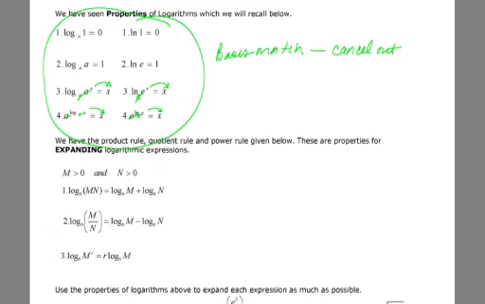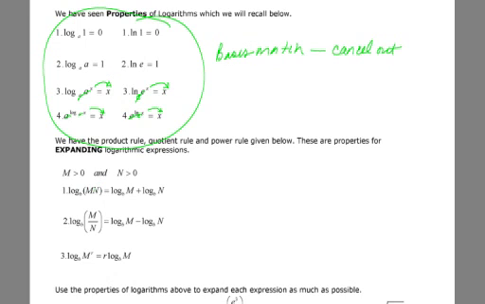We'll use these properties when we're expanding logarithms. So we may be given a logarithm in a format where it's the log of something that's already combined, like the log of two things that are multiplied, the log of two things that are divided, or the log of something that has an exponent located on it. So we'll see these properties that will allow us to kind of expand or split these logarithms up. So let's look at the first one.